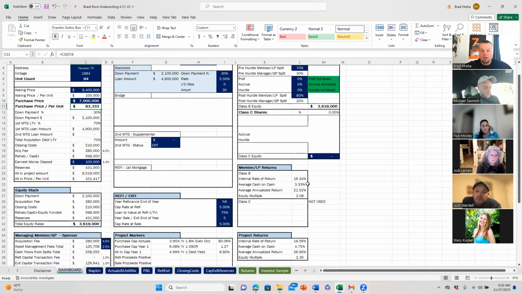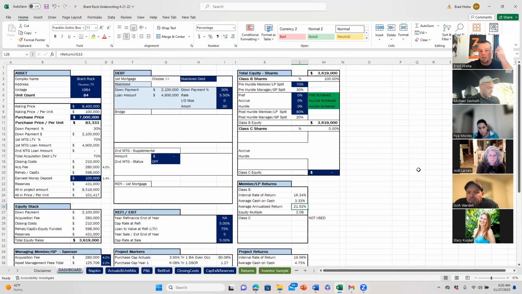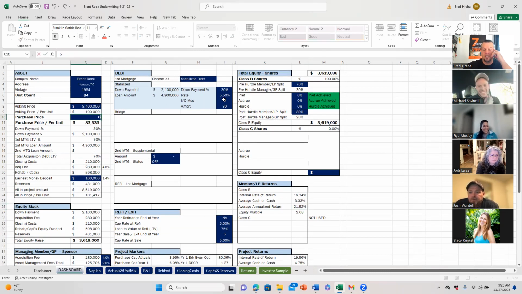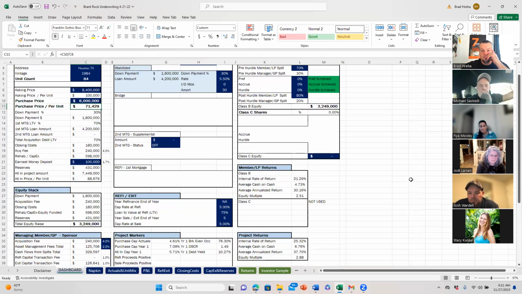Where'd we get to? Okay, we got a 60% IRR, 3.3 cash on cash, and 21% AAR. I don't think anyone's going to get excited over 3.3%, right? Let's try 6 million. 6 million. Okay. The cash is really low.